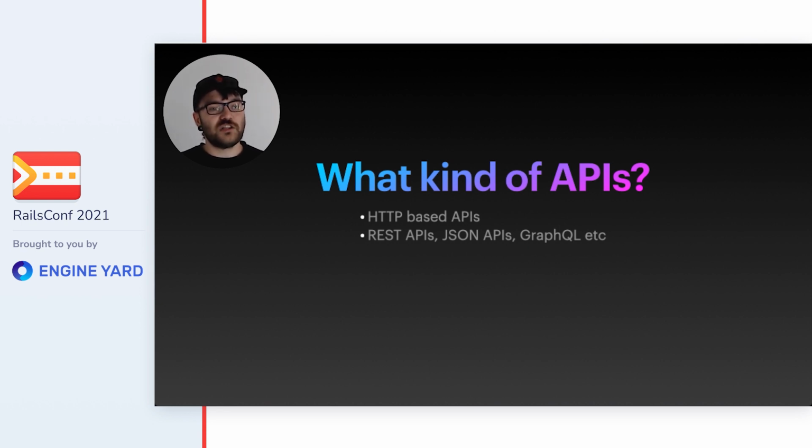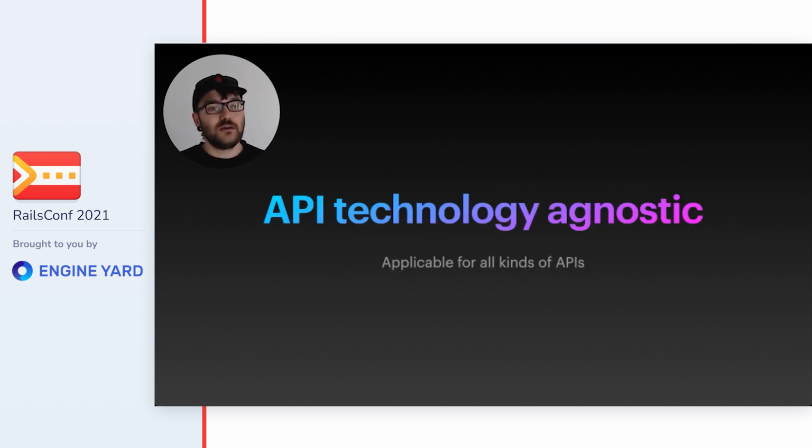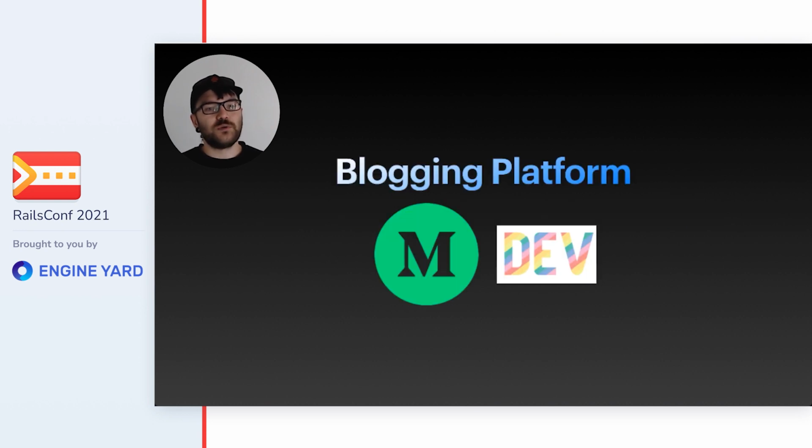Now, what kind of APIs am I talking about? I'm talking about HTTP-based APIs, such as REST APIs, JSON APIs, even GraphQL, and so on. But this talk is going to be API technology agnostic, and it's going to be applicable for all kinds of APIs. Through this talk, we're going to be building a blogging platform, something similar to Medium or Dev.to.